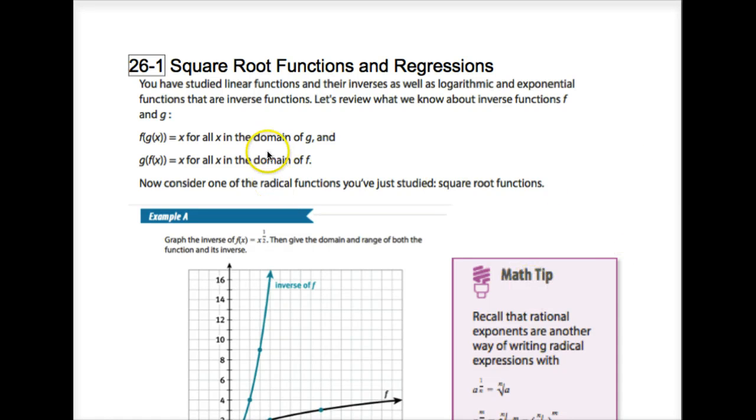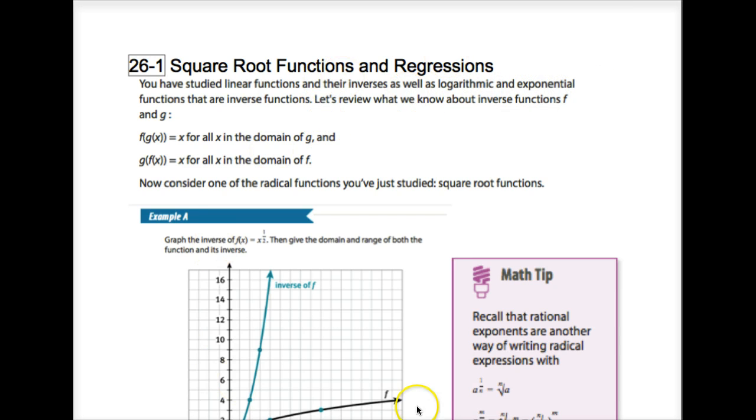So for 26.1, first of all, make sure that you have your book turned to page 401 and that you have your graphing calculator in front of you because we are going to need both those things for this lesson. So we've studied inverse functions before. We've also talked about logarithmic and exponentials being inverses.